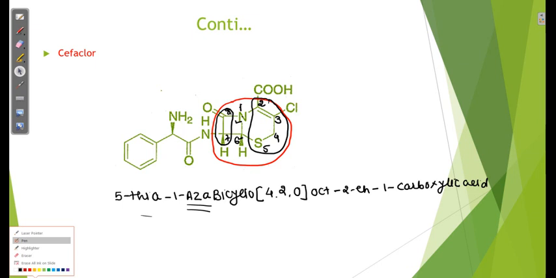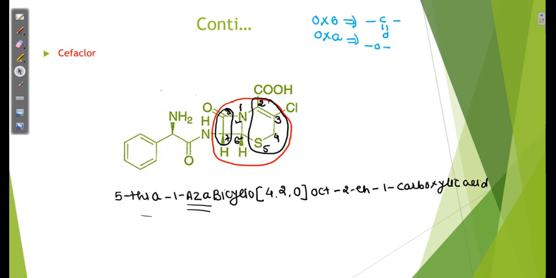Dear student, one more important thing I want to say to you is the oxo and oxa are different. Oxo is a prefix used in a carbonyl compound. Oxa is used for an oxygen element. In a similar way, aza and azo are different. Aza is used for the nitrogen element. And azo is used for a double bond N=N. Okay.